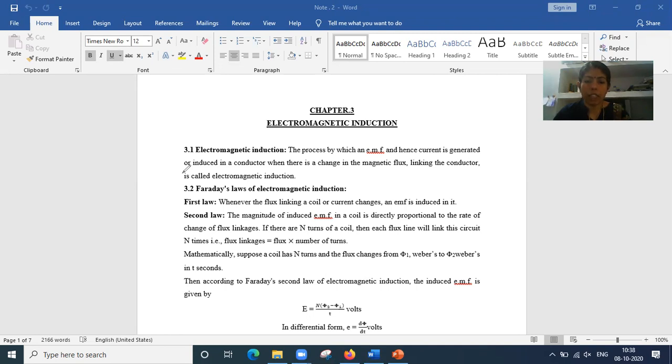When the flux linking with a coil or current changes, an EMF is induced in it. That is the first law of Faraday's law of electromagnetic induction. Then the second law: the magnitude of induced EMF in a coil is directly proportional to the rate of change of flux. And if there are n turns, then each flux line will link with the coil n times. The flux linkage is flux times the number of turns.